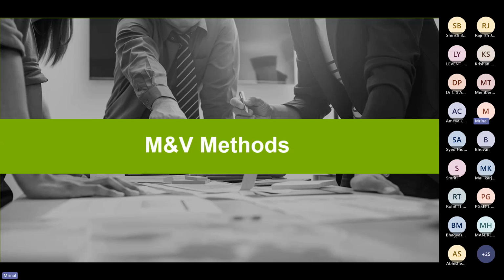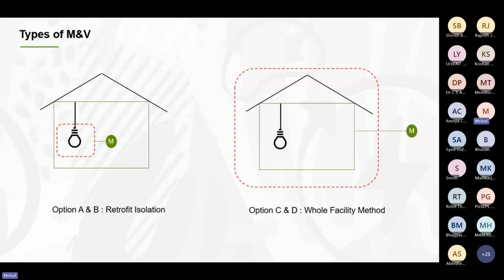So now we will come to the M&V methods. IPMVP defines four broad categories of M&V techniques. These are Option A, B, C, and D. These categories are divided into two general types. The first one is the retrofit isolation, and the second one is the whole facility method.